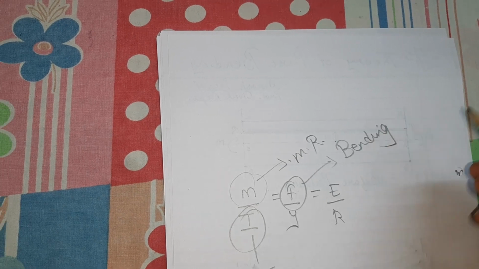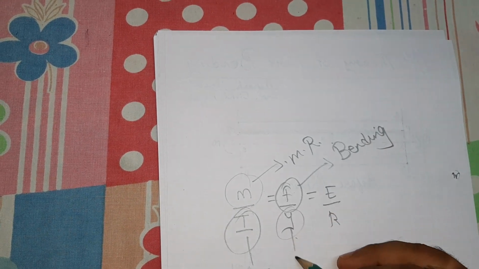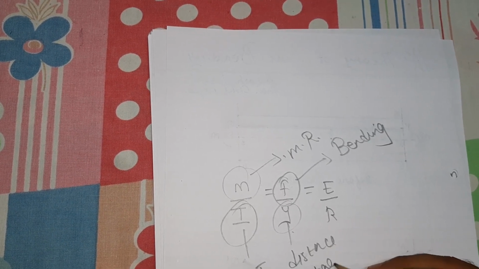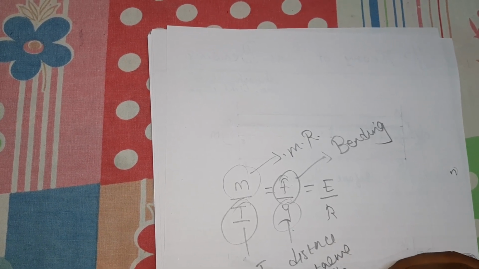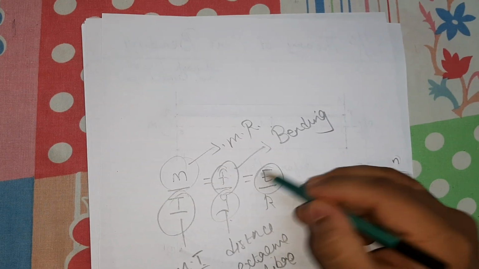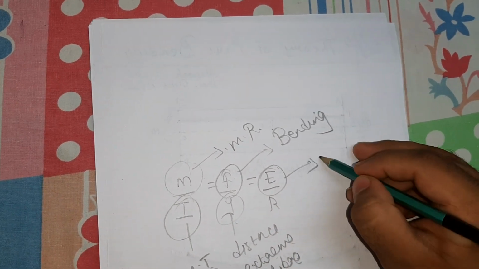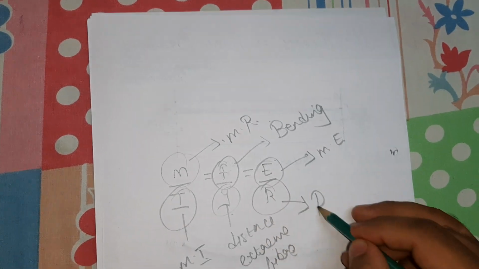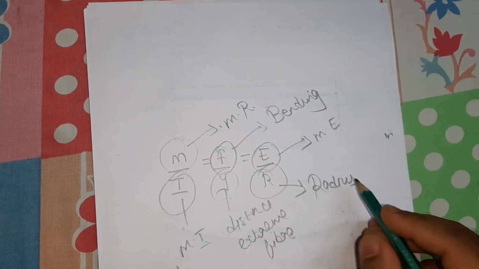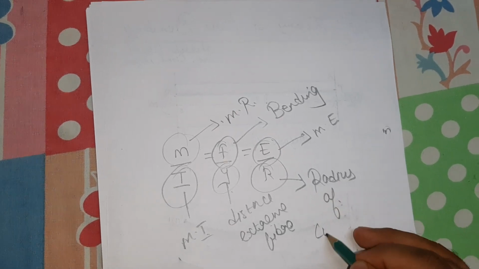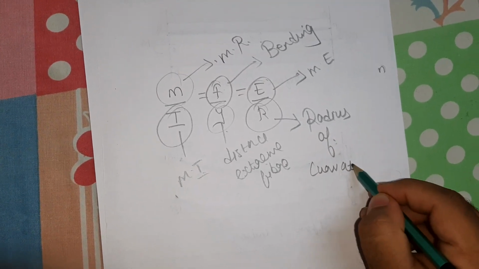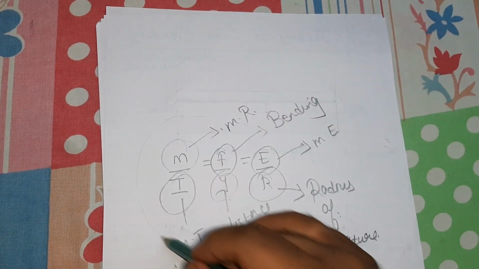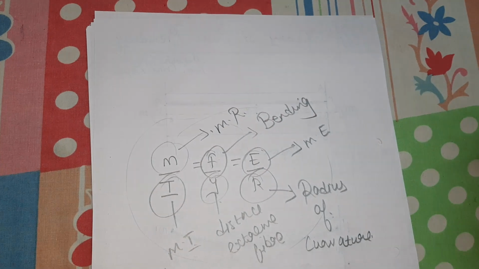Y is the distance from the extreme fiber, E is the modulus of elasticity, and R is the radius of curvature. Clear? So this equation we will derive in our next part. Thank you.